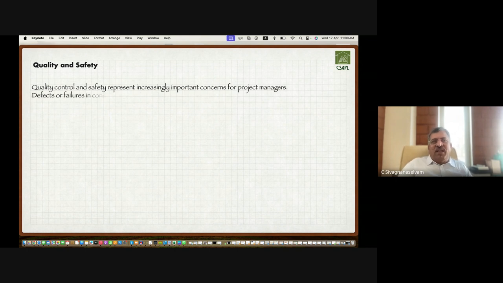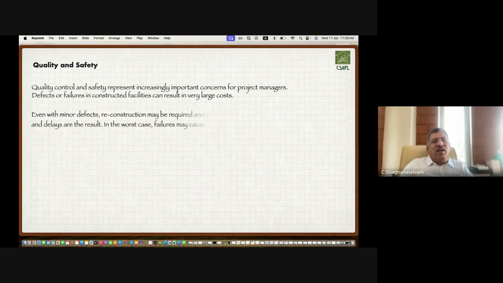On seeing all these slides, you also will accept that you have to be 100% vigilant. You cannot afford to make even a small mistake, which leads to a bigger one. Defects or failures in construction facilities can result in very large costs. And even with minor defects, reconstruction may be required and facility operations impaired. Increased costs and delays are the result. In the worst case, failures may cause personal injuries or fatalities.